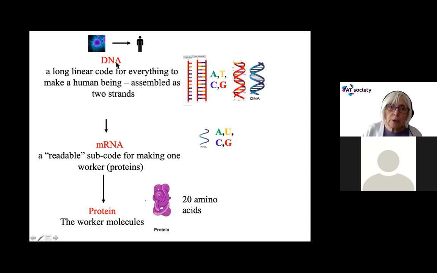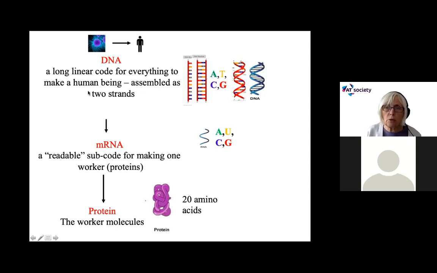However, the information to make these proteins is in the DNA. And there's a factory called the protein factory, which will make the proteins, but it can't actually use this DNA information. So instead, a subcode is made, more or less resembling this, but subtly different, called messenger RNA, and that's got the code to make a single worker molecule.